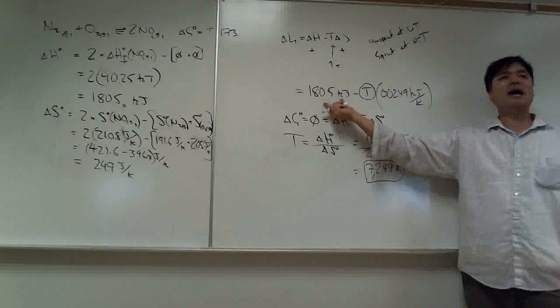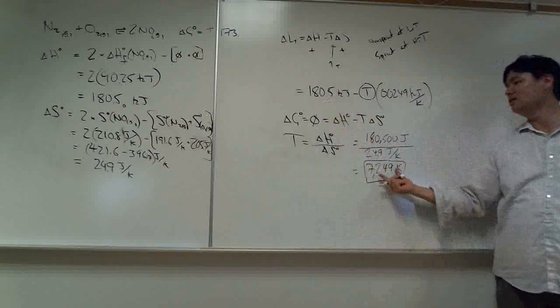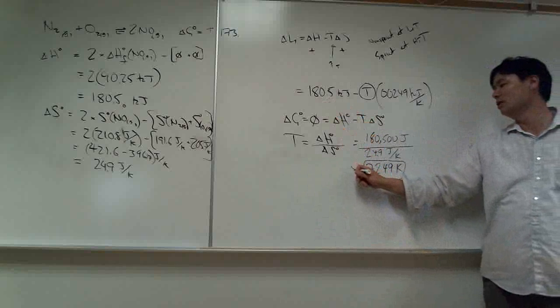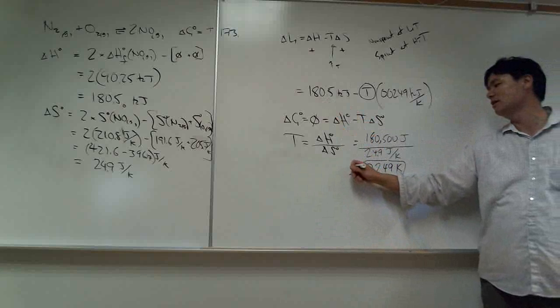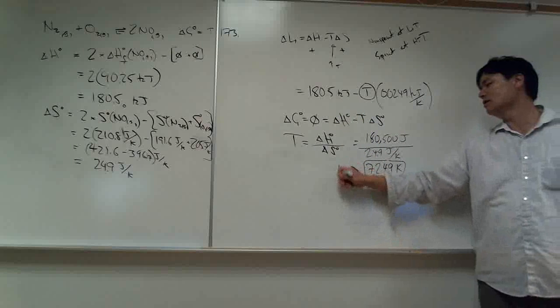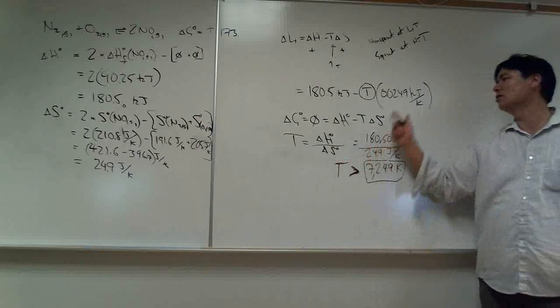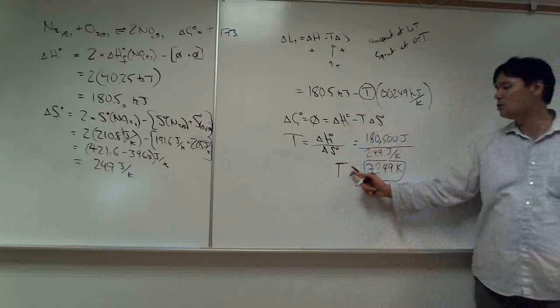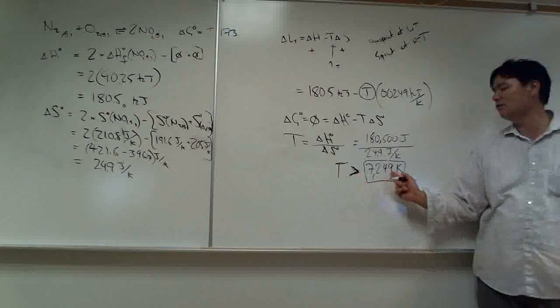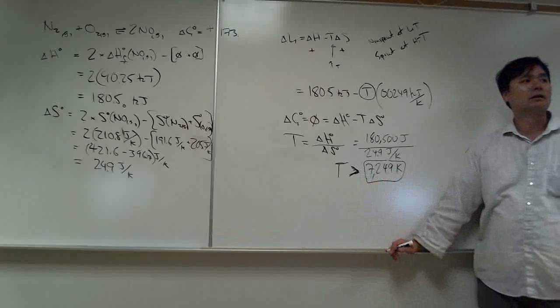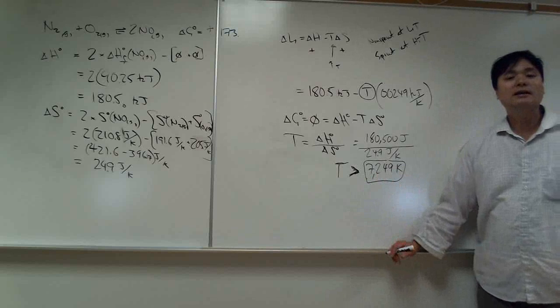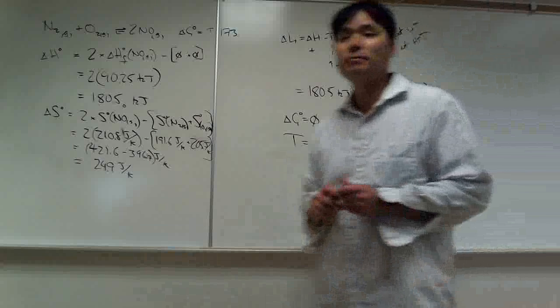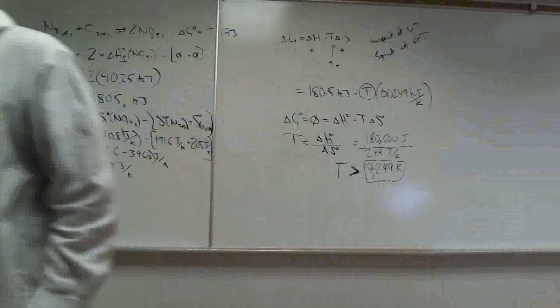This is preventing the reaction. And so what I need to do is have a temperature greater than this, right? In order to get this reaction to go, I need the whole thing to become negative, not just cancel out. And so the temperature should be greater than 7,249 Kelvin. And then this reaction should become spontaneous.